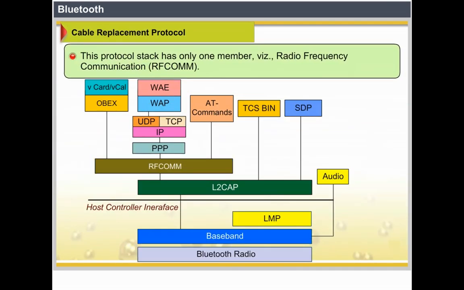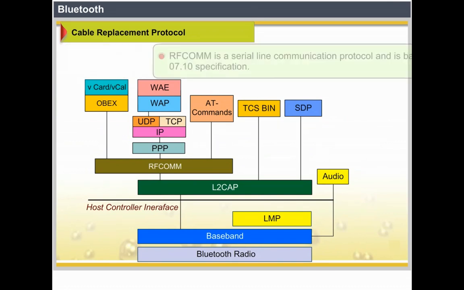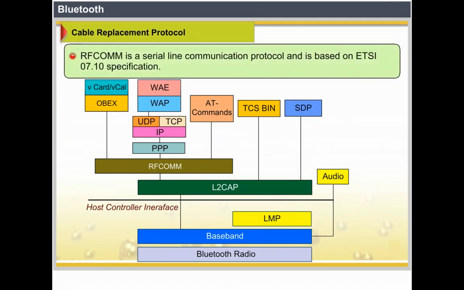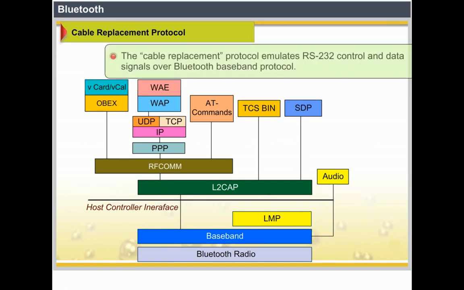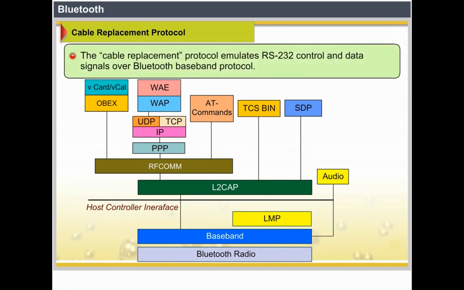Cable Replacement Protocol. This protocol stack has only one member, viz. Radio Frequency Communication, RFCOMM. RFCOMM is a serial line communication protocol and is based on ETSI 07.10 specification. The cable replacement protocol emulates RS-232 control and data signals over Bluetooth baseband protocol.